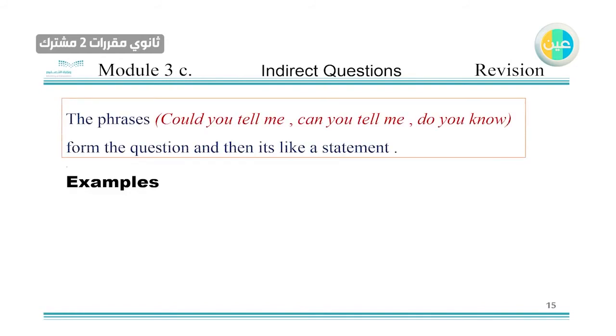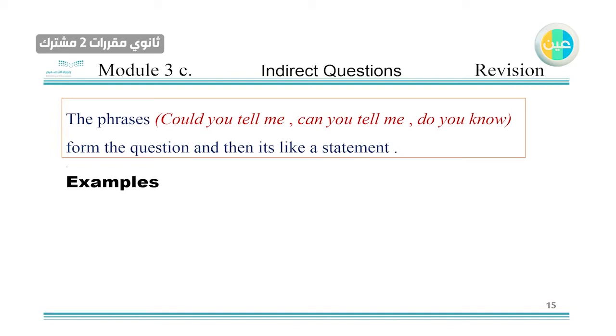Indirect questions. Now, indirect questions have been explained in the previous lessons, but I just put the phrases in front of you so it's easier for you to remember that they start with these phrases: could you tell me, can you tell me, do you know? These are the ones that are used in your book. Of course, there may be other phrases, but these are the ones you're going to find in your book and in your exercises. These are the phrases that start the indirect questions.